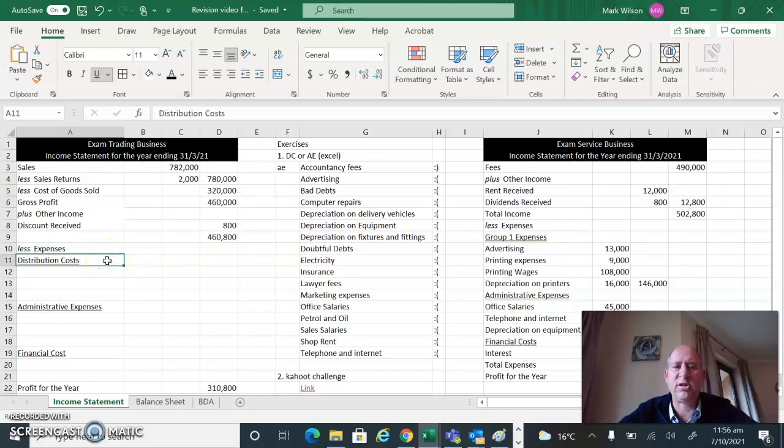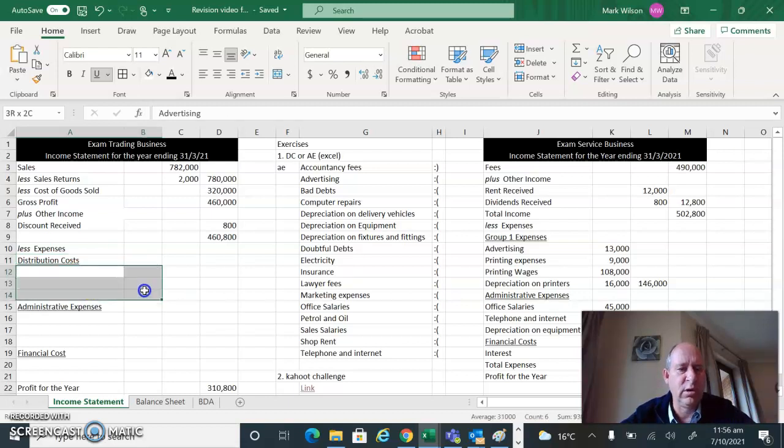Now the key around distribution costs is that these are costs that interact with your customer. So a distribution cost could be advertising to start off with. It could be anything to do with the shop because that's where you and your customer are interacting. It could be delivery vehicle expenses or any sale expenses. So any expenses to do with the shop, delivery van or delivery or sales come under distribution.